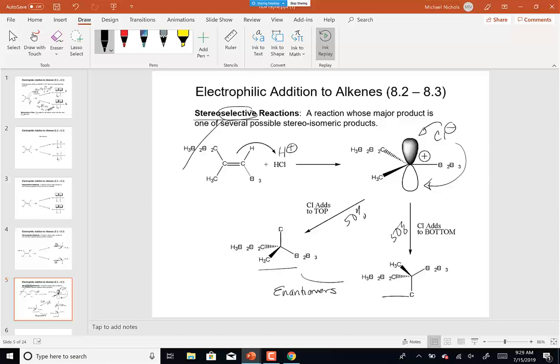If you do not choose one as the major product, you're not selective. So there's two criteria for selectivity. You need to have more than one product, and you need to select one. If the products are 50-50, that's not selective. And in this case, if I go through this mechanism and add the chlorine to the top and add the chlorine to the bottom, I will end up with two enantiomers. So check, I've got two different stereoisomers. But because this is, in essence, the second step of SN1, and we learned in SN1 you always get a racemic mixture, you get a 50-50 mixture of those two enantiomers, and so therefore you didn't select. And so this reaction could not be stereoselective because it's not selecting a major product.